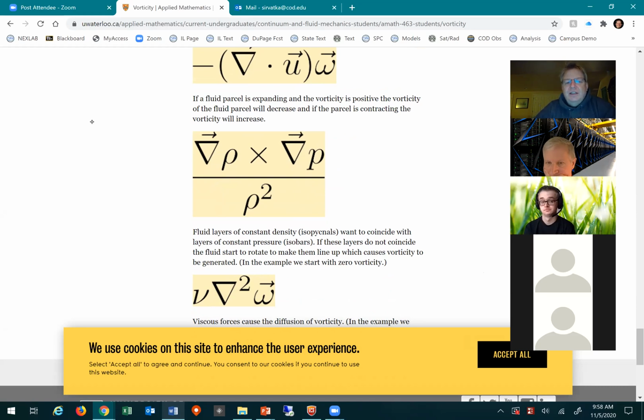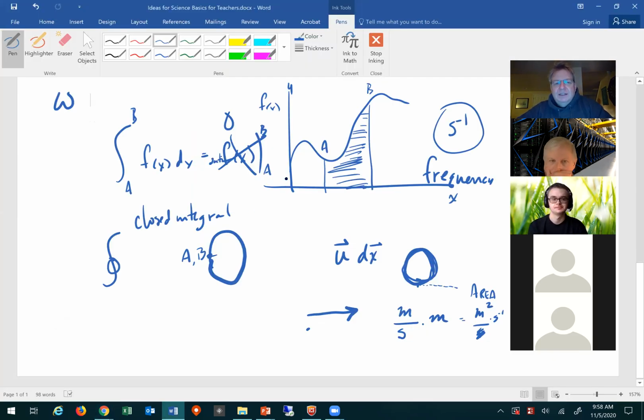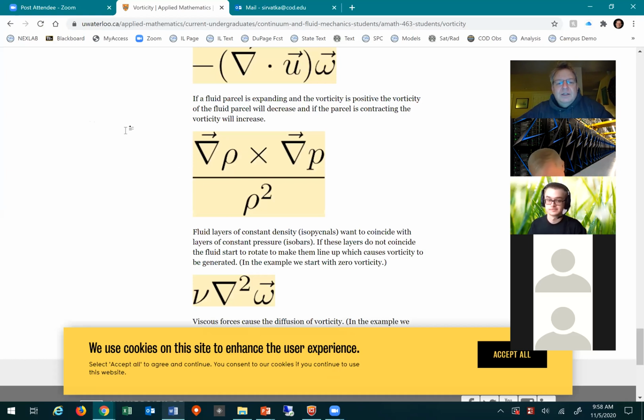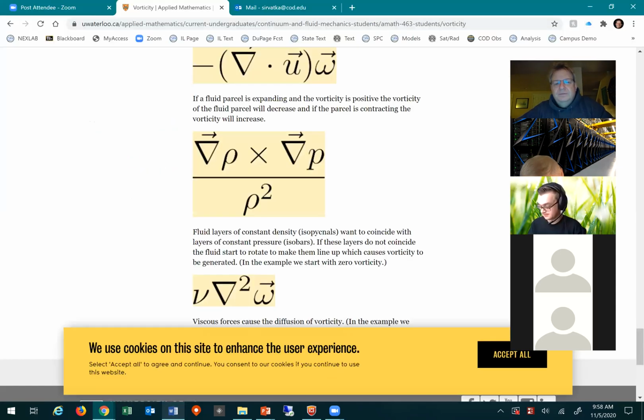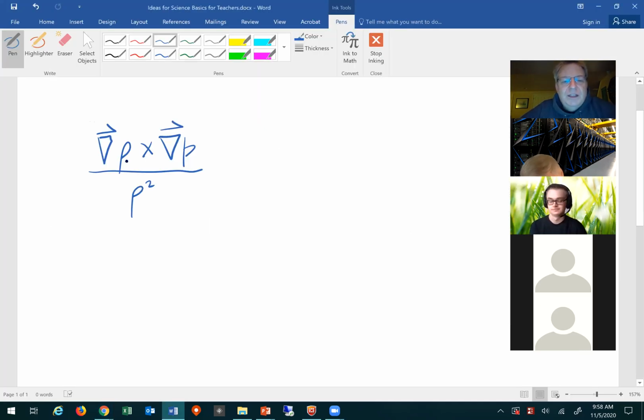Now look at this equation. Does this look really hard? This one in the middle. Let me rewrite it. So it's going to be del rho cross del P, divided by rho squared. Okay, what is del rho? That's density. No, del rho is the density gradient. Oh, density gradient. Duh.